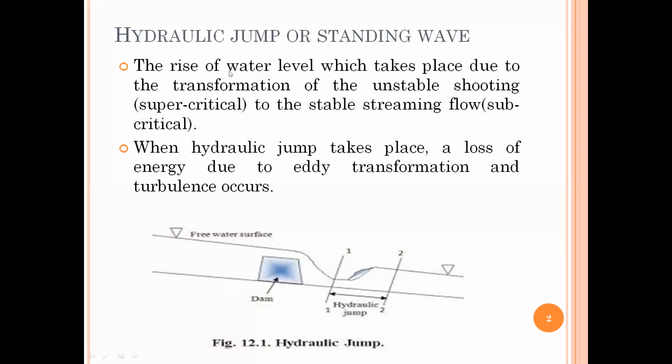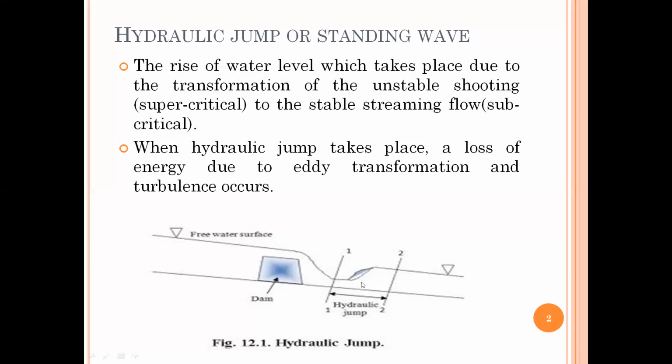Now, as I told you, it's a rise of water level which takes place due to a transformation of the unstable shooting flow. Your shooting flow is called a supercritical flow. Supercritical flow is associated with high velocity and low depth. It changes to the stable streaming flow, that is subcritical. In subcritical flow, your depth is high and your velocity is low.